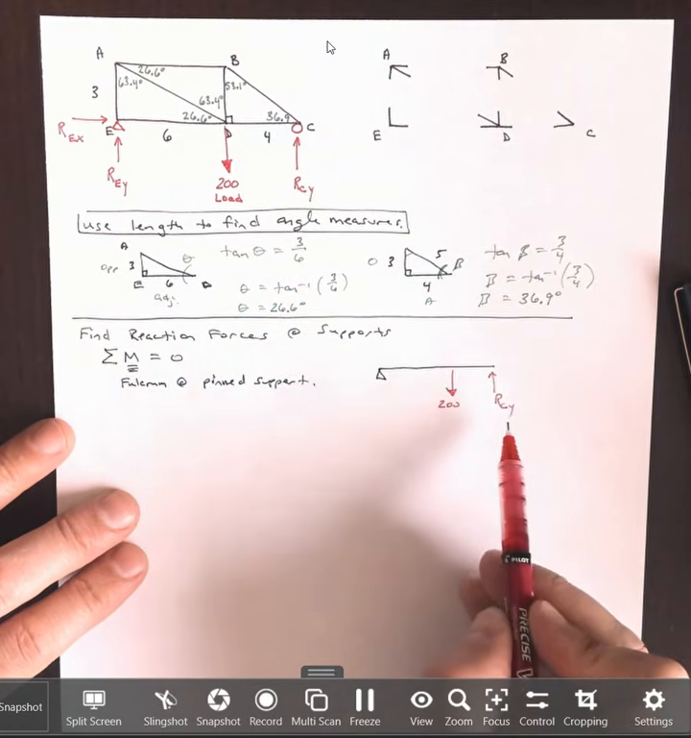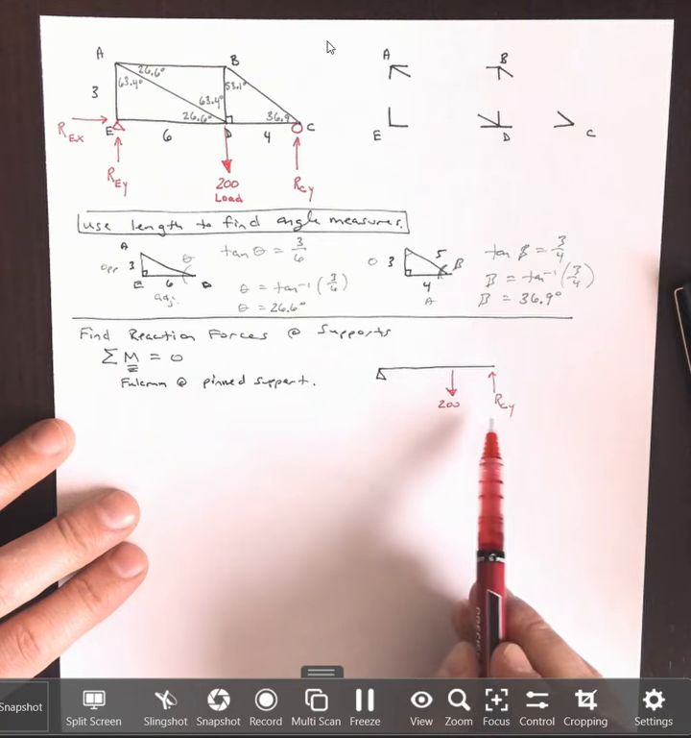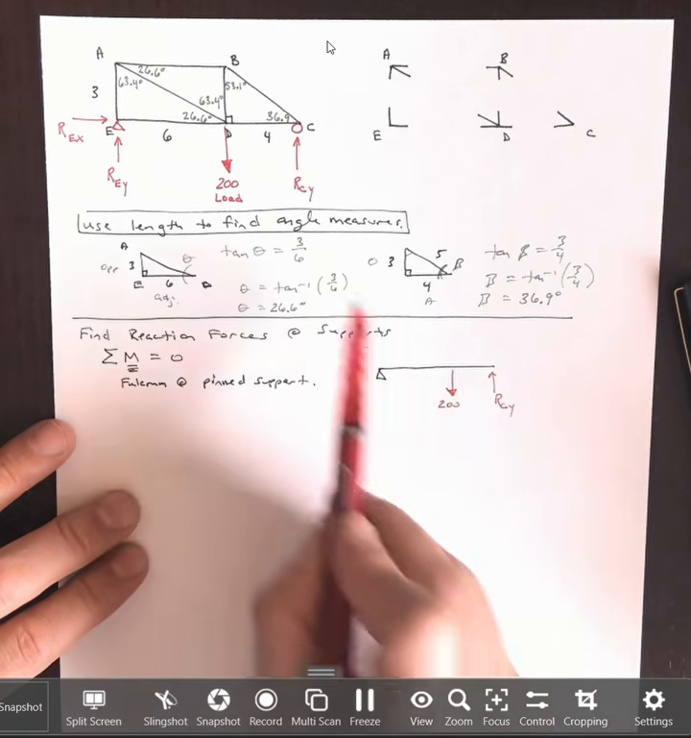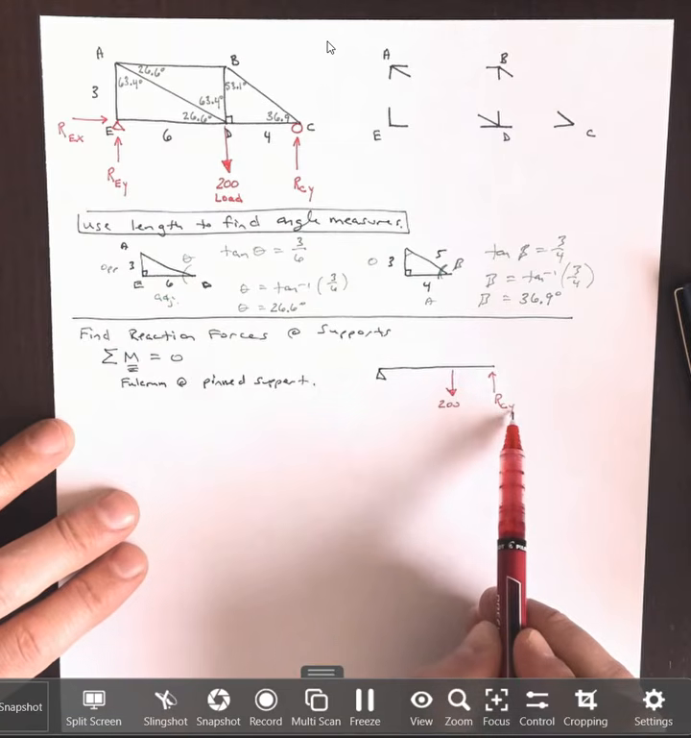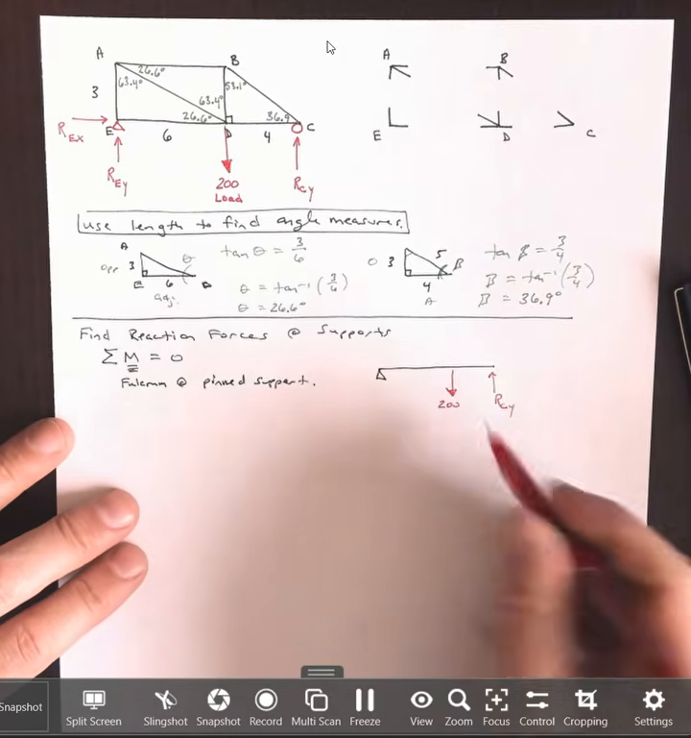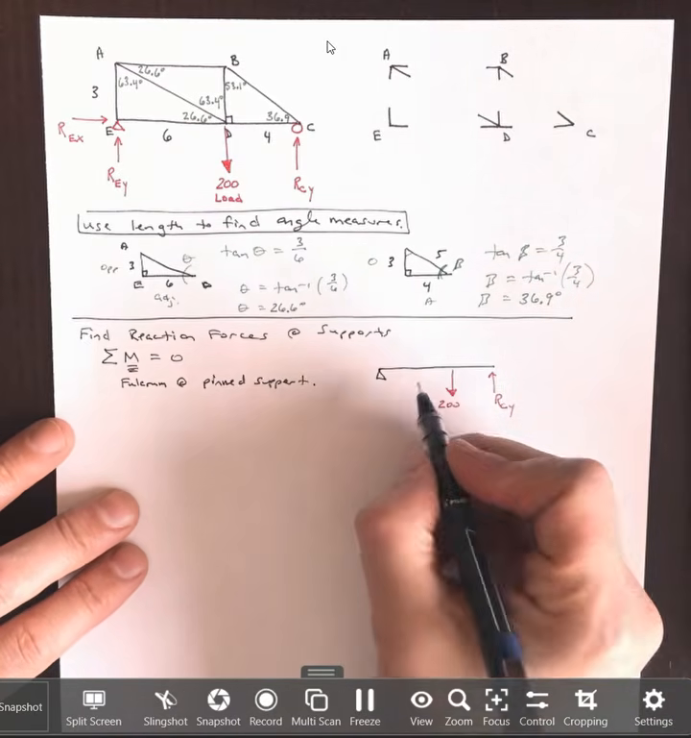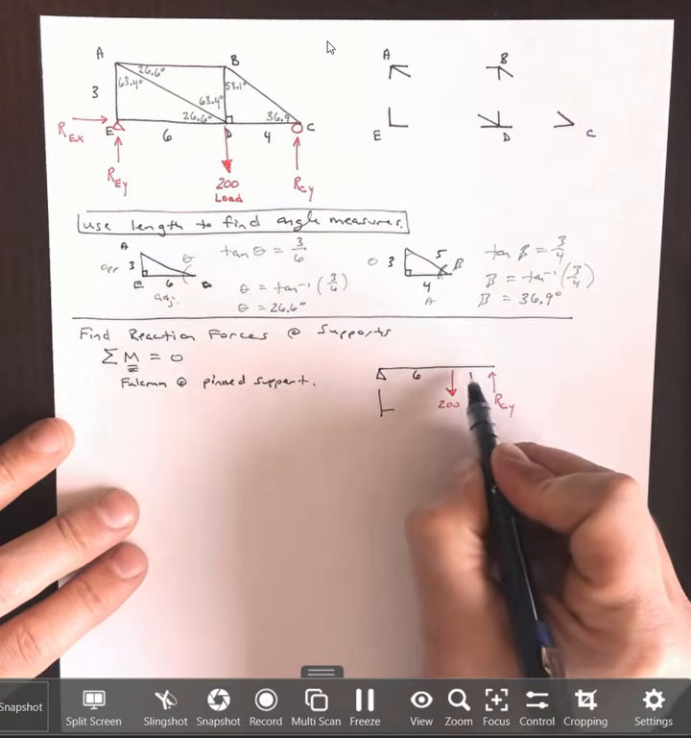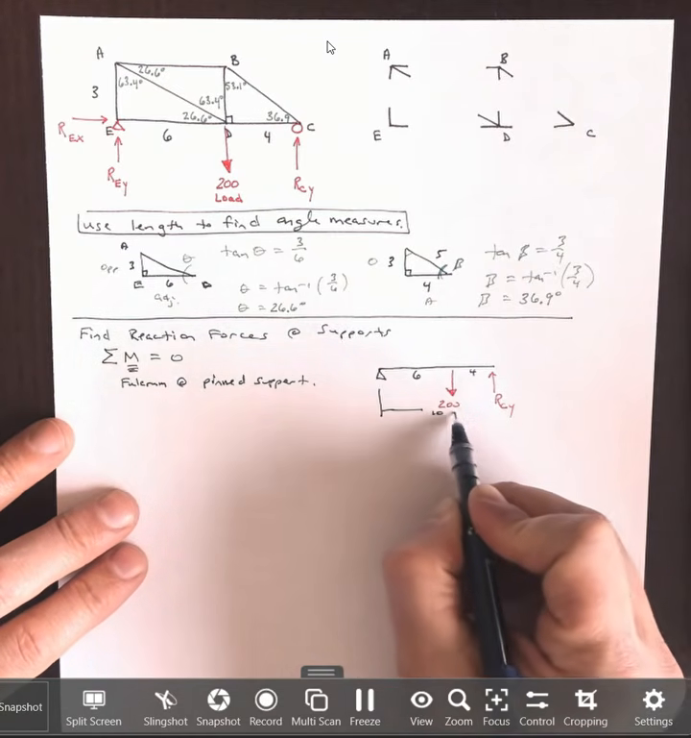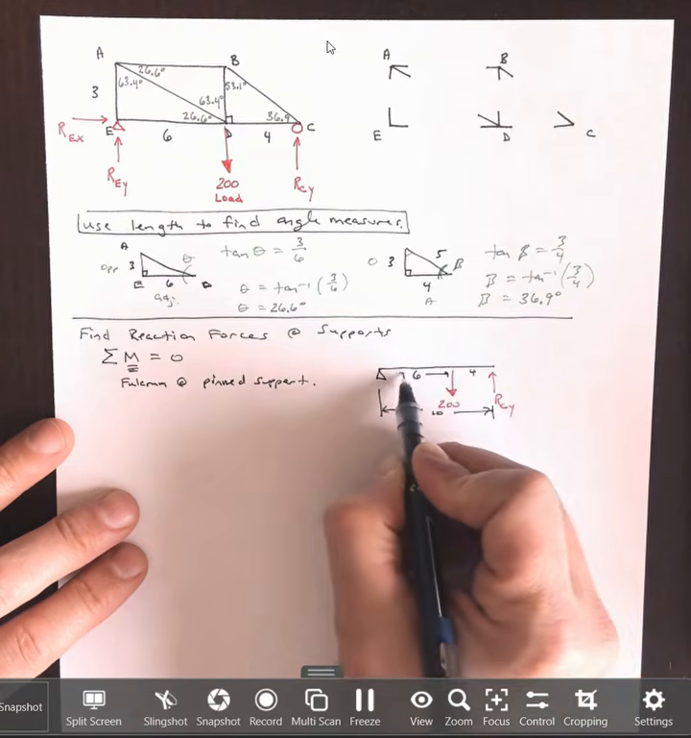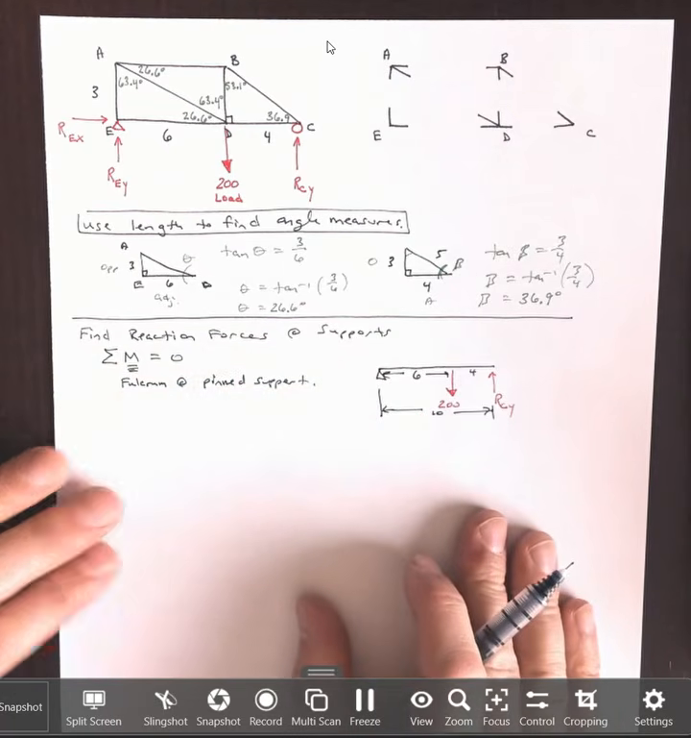Hopefully you understand the labeling method here. R for reaction, and then a subscript label. I've got a C because it's at vertex C, and then Y because it's vertical. Okay, so the distances here, let's see, this was 6 and that was 4, so this is 10 all the way there to the fulcrum. So the two distances that really matter are the 6 and the 10.